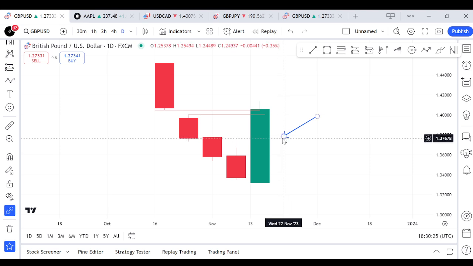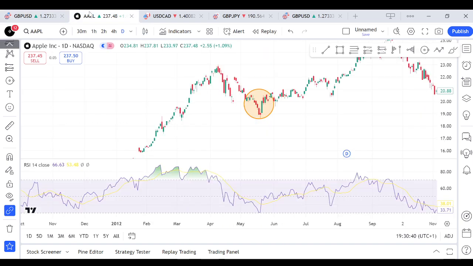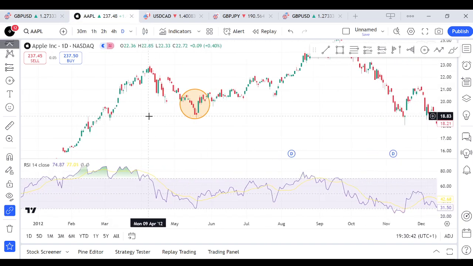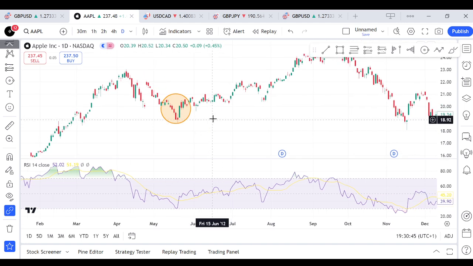So let's quickly dive into the trading strategy. So developing an effective trading strategy around the bullish breakaway pattern is crucial for maximizing its potential. Here is a systematic approach to trading this pattern effectively, and let me just hop on the chart so that we can spot this.